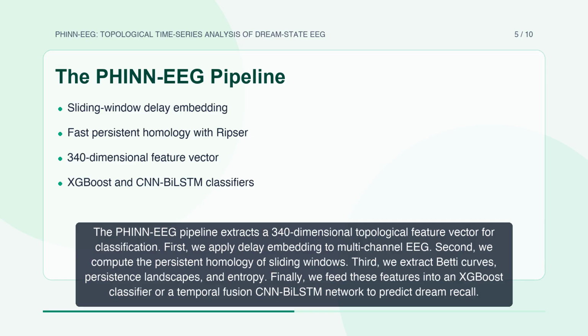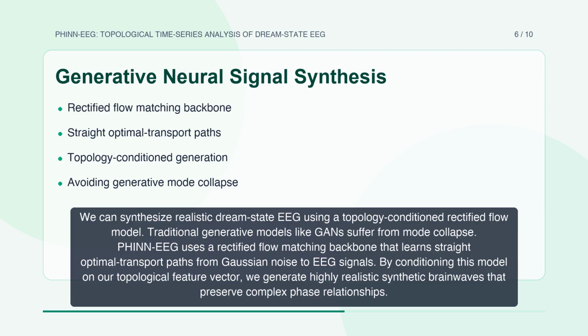First, we apply delay embedding to multi-channel EEG. Second, we compute the persistent homology of sliding windows. Third, we extract Betti curves, persistence landscapes, and entropy. Finally, we feed these features into an XGBoost classifier or a temporal fusion CNN-LSTM network to predict dream recall. We can synthesize realistic dream state EEG using a topology-conditioned rectified flow model.